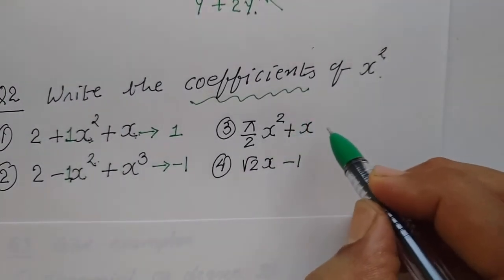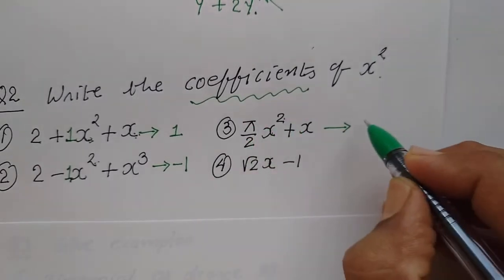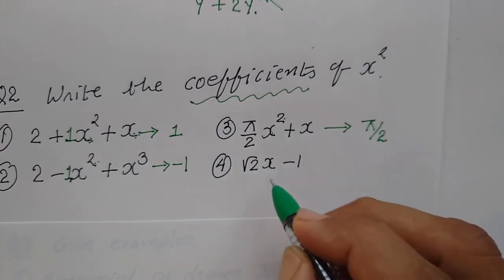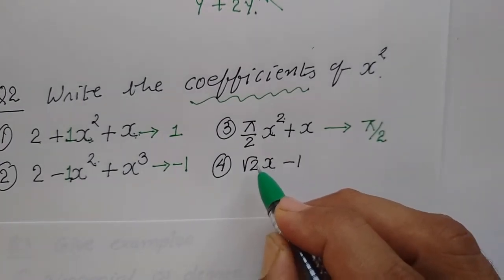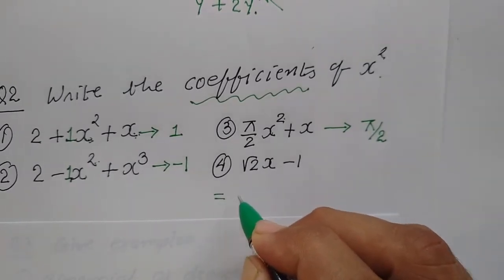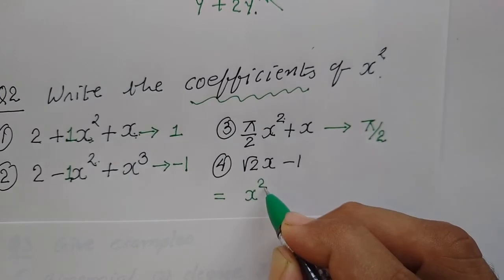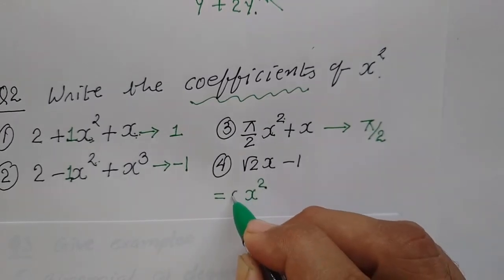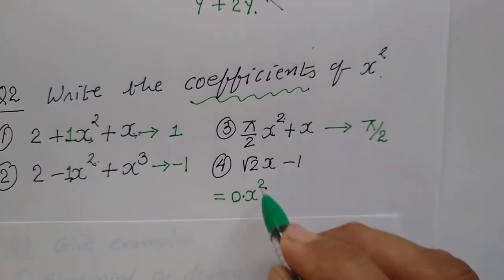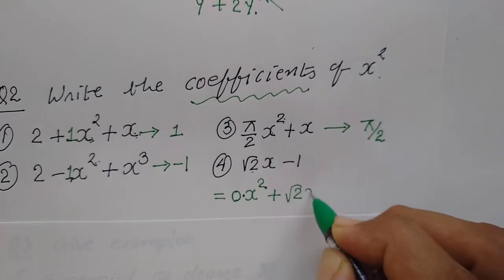Similarly here it is very simple, answer children, before x square pi by 2, this is constant, children. Okay, and here x square term is not there, so we can write this way, children, x square term is not there. So here we multiply 0 with this x square so it remains 0 only, and the remaining part we write down this way.